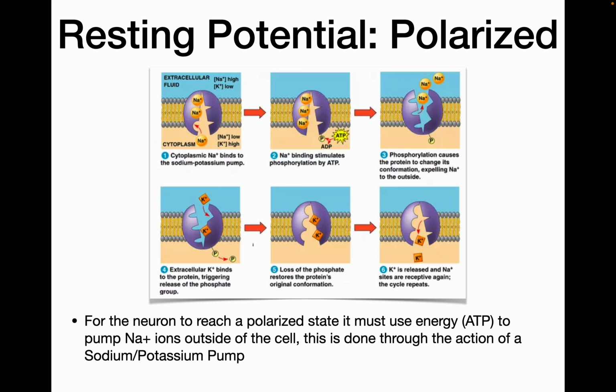And it's a really efficient pump because it pumps out 3 sodiums and 2 potassiums for 1 ATP. This is active transport because we're going against the concentration gradient. You can see in the picture here, we're going against the gradient, but we're doing so pretty effectively by moving 5 ions for 1 ATP.